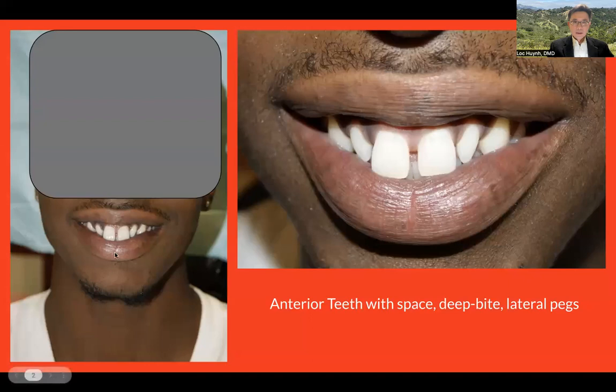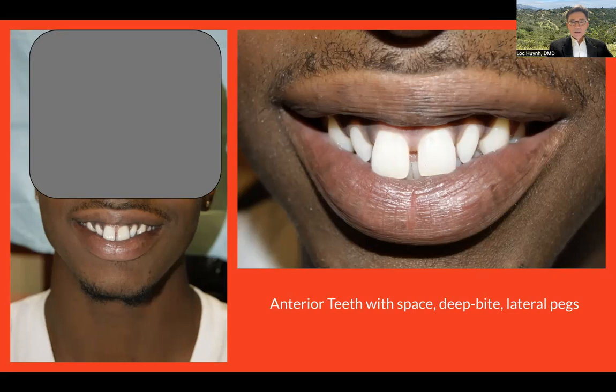This is a patient in his 20s coming to my office with space between 8 and 9 and the peg laterals on number 7 and number 10. There are many ways to go about fixing this problem. If you are a general dentist with no experience in orthodontics, sometimes you end up starting right away with cosmetic dentistry. I've seen beautiful work done before. I'm not against anything like that.